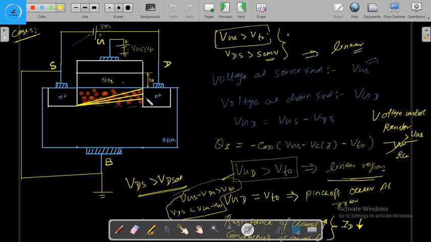And when VGD equals VT naught, or we can say VGS minus VDS equals VT naught, the channel is pinched off at the drain end, and this voltage is known as VDSAT. Theoretically, when we increase the VDS beyond VDSAT, the shape of the channel does not change, and a constant current flows through the channel, and hence we can say that this MOSFET is in the saturation region, when the VDS is greater than VDSAT.